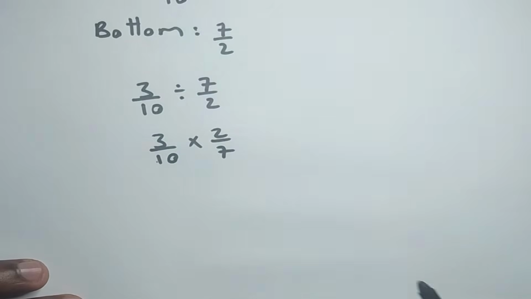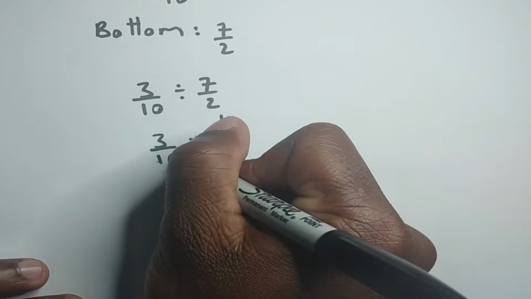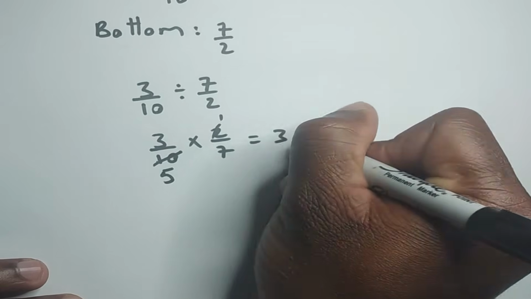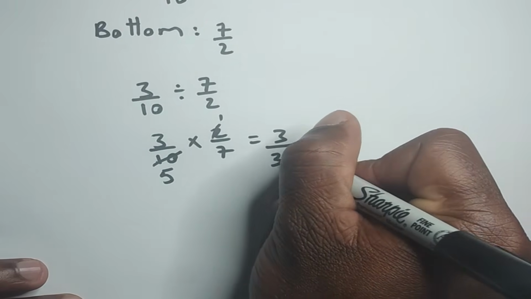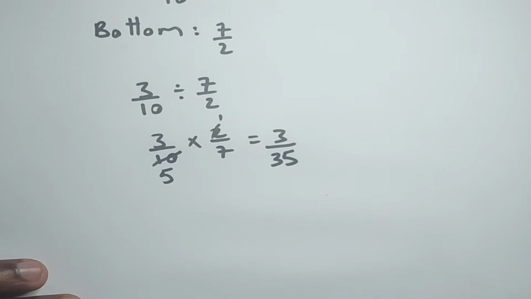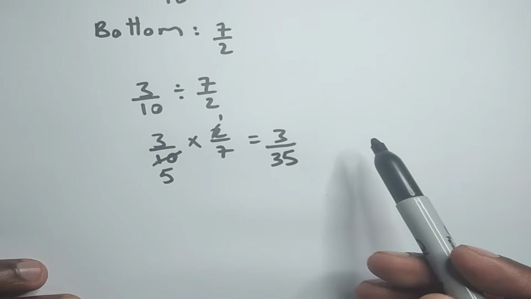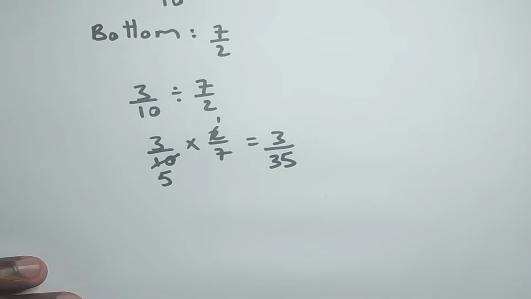And we can do some simplification right here. So 2 into itself goes 1, 2 into 10 goes 5, 3 times 1, that's 3, over 5 times 7, which is 35. And this is pretty much our answer. So this is how we give our answer as a fraction in its lowest term. And that's how we treat with this particular question.